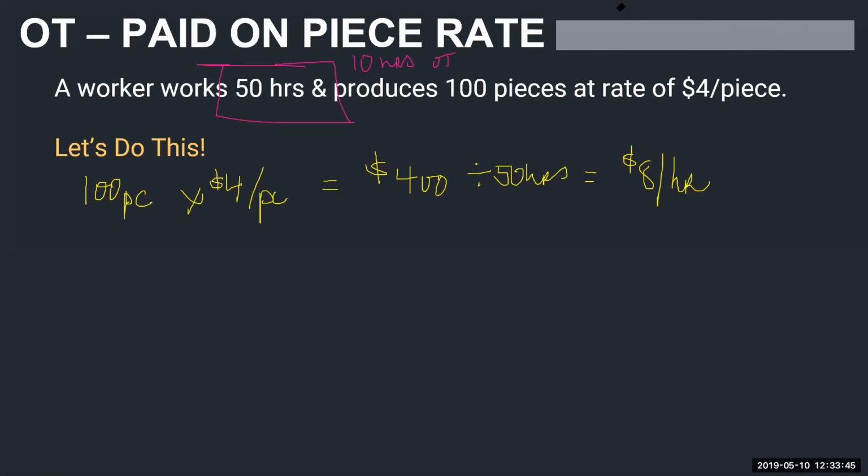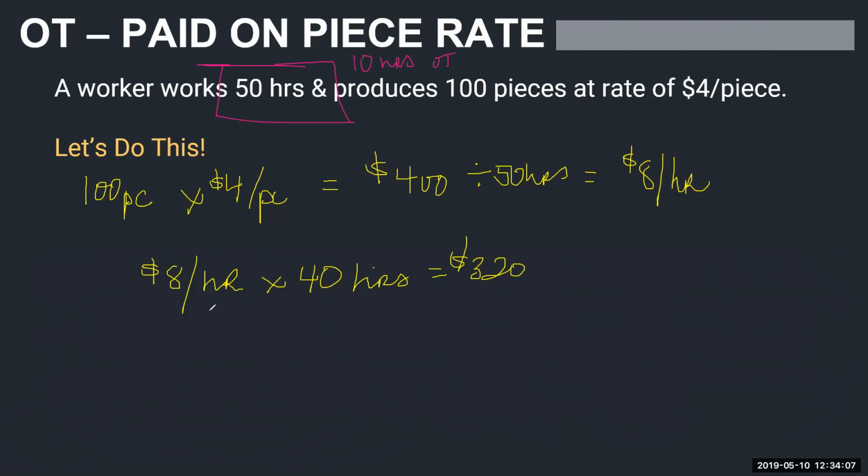Okay, so we're okay. We have $8 an hour. Let's figure out how much this worker is being paid. At $8 an hour, the straight time calculation is only 40 hours because that's straight time. 8 times 40 hours, you get $320. Everybody good?